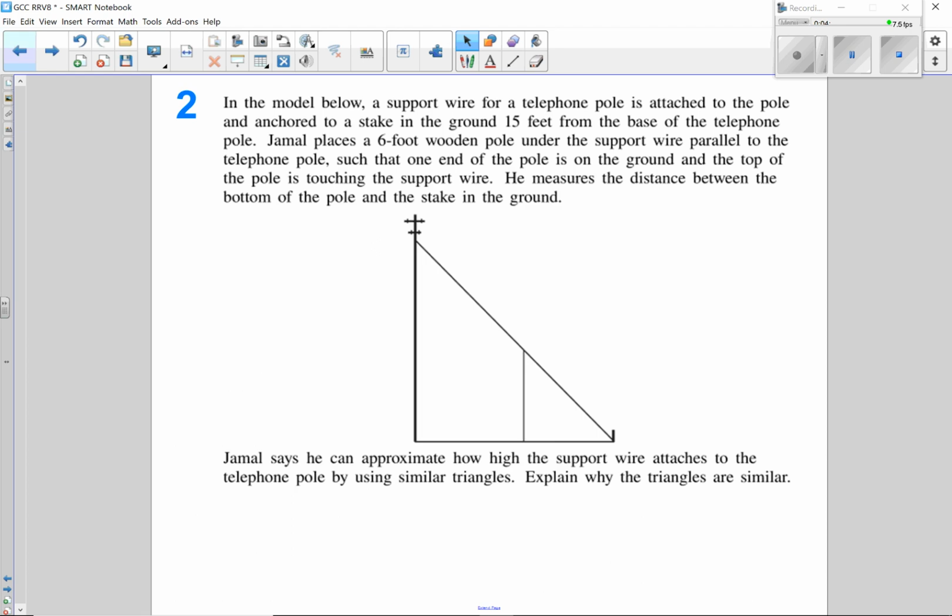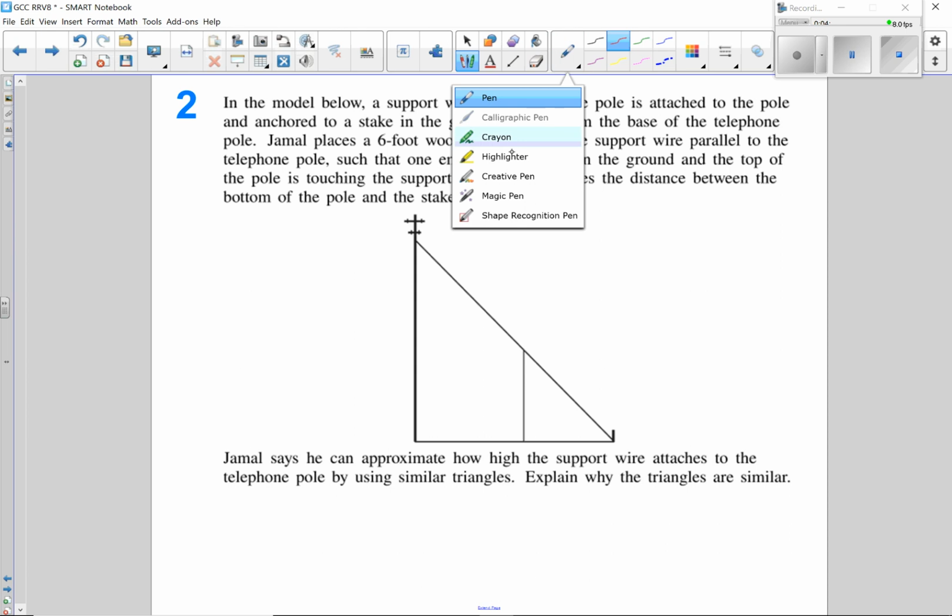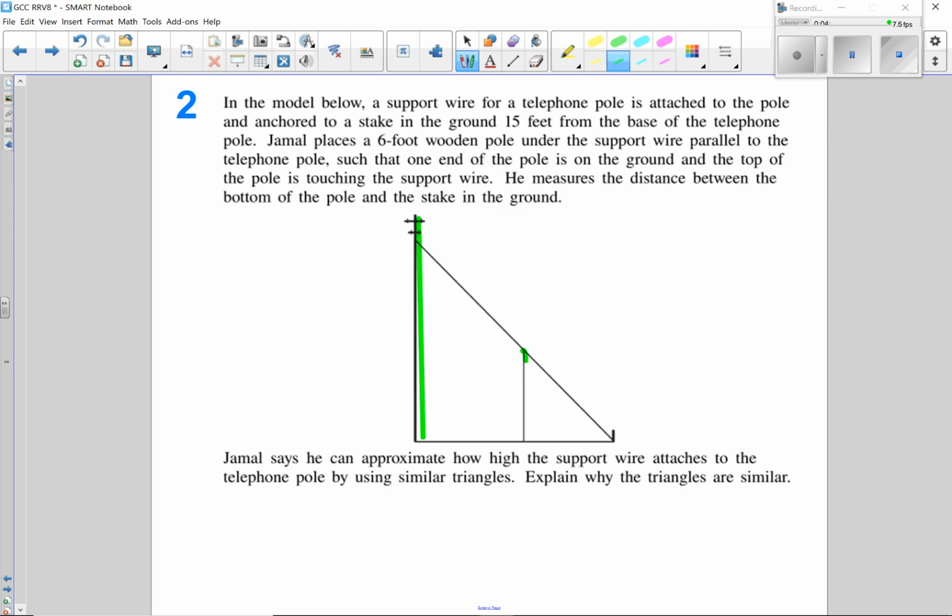In here, we have this pole. This telephone pole is being anchored by a stake. It's 15 feet from the ground. And Jamal places a 6-foot wooden pole under the support wire, a pole that is parallel to the telephone pole. So that's important. We have the fact that this and this are parallel to each other. We're doing so such that one end of the pole is on the ground and the top of the pole is touching the wire, as we have indicated in the picture. He measures the distance between the bottom of the pole and the stake in the ground. So he's got this mark here.